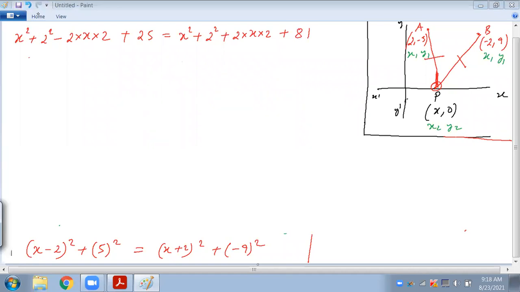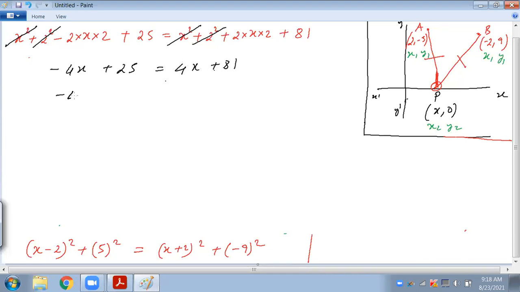Okay, after applying formula, we have same thing on both sides, plus x square plus x square. If we have same thing with same sign on both sides, we can cut it. So cut it again, 2 square plus 2 square also we can cut it. Now what is left? Solve it. Minus 4x plus 25 equal to 4x plus 81.